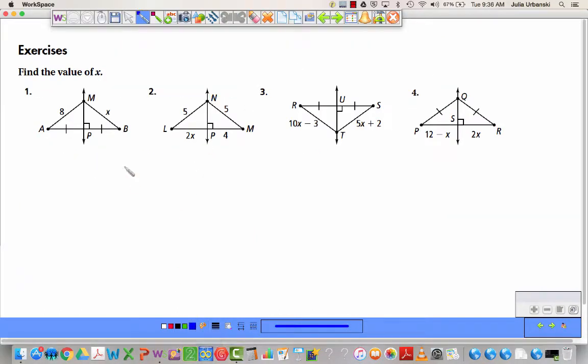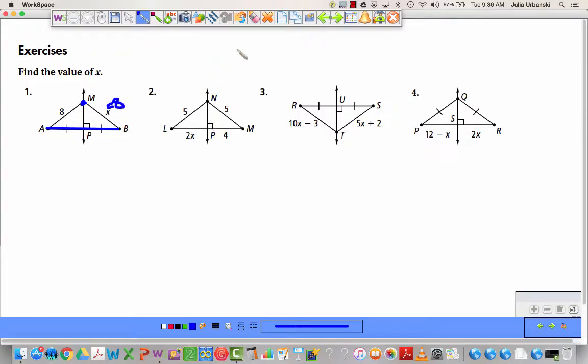So looking at some examples here, this M lies on a perpendicular bisector of segment AB. Segment AB is being cut in half, and it's perpendicular to segment MP. That means that the distance from M to A is the same as the distance from M to B, so this would be 8.